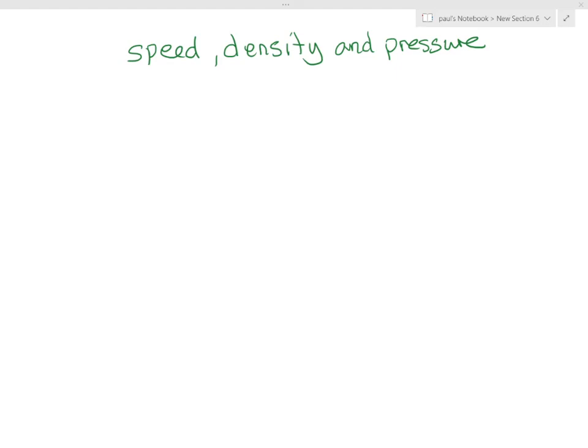Right, this one is speed, density and pressure, as you can see, and this was the last little topic that we had in lesson 8. Now, speed. There are three separate things here that we need to get our heads around. When we're talking about speed, we need the relationship between the speed, the time, and the distance.